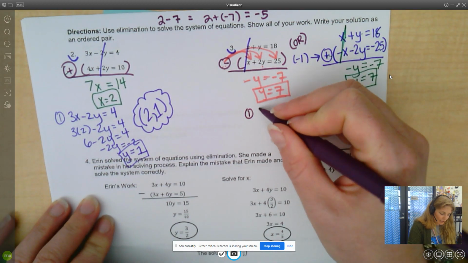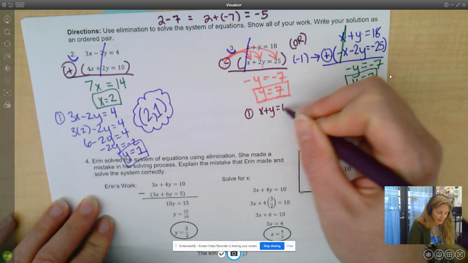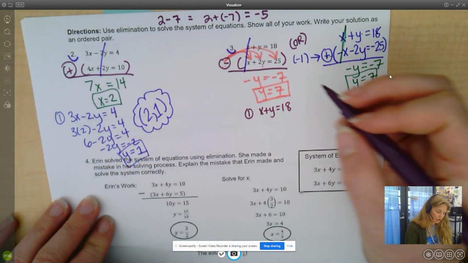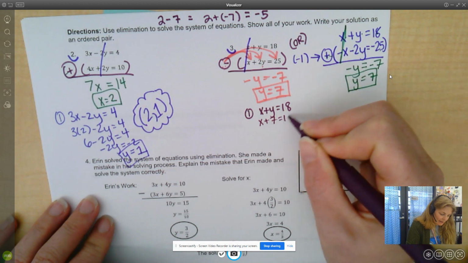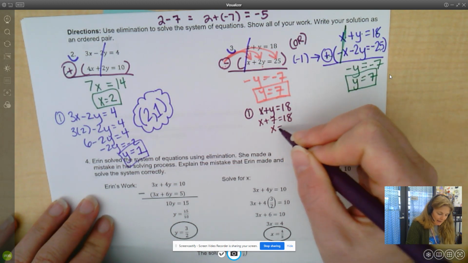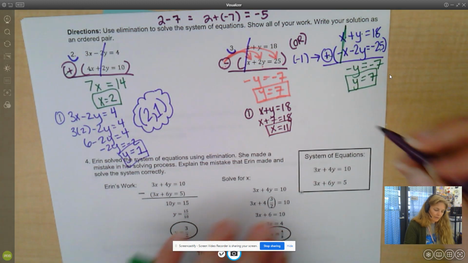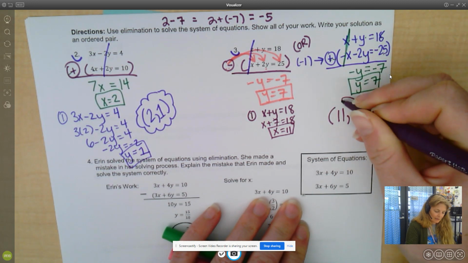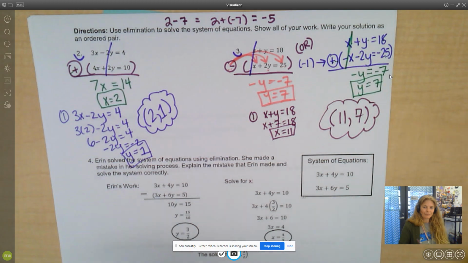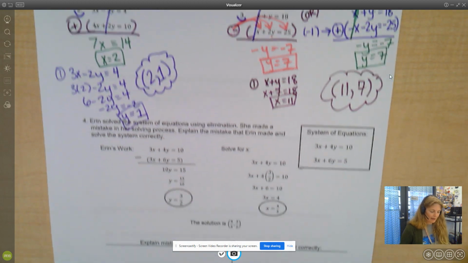So I'm going to use equation 1, x plus y equals 18, to solve for the solution. Here we know that y is 7, subtract 7 from both sides, and x is 11. So I can write my answer as an ordered pair and give it some flair. Nice job.